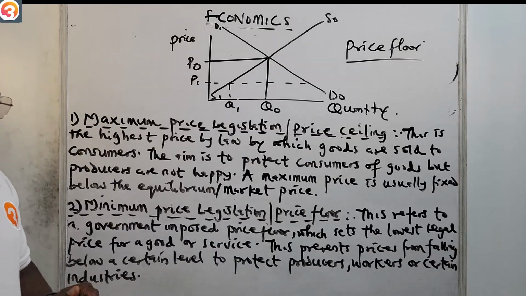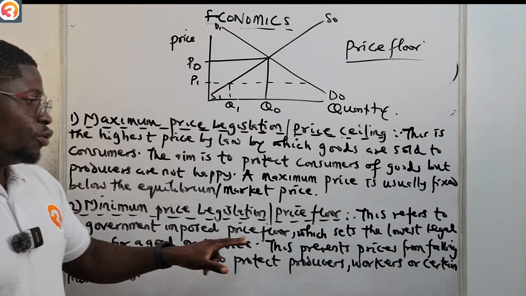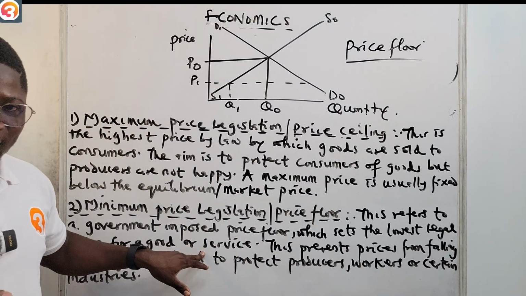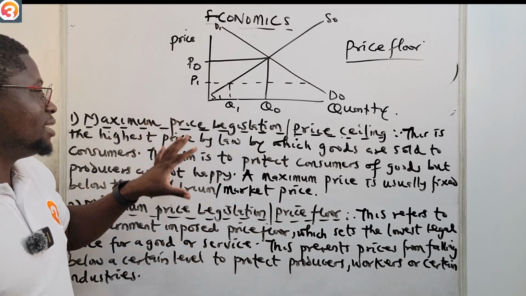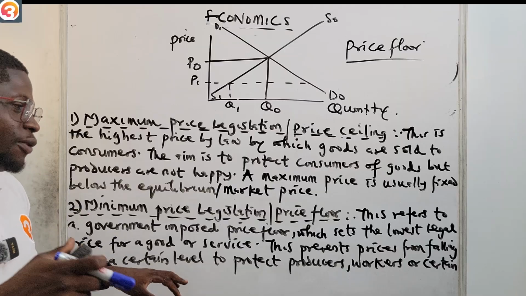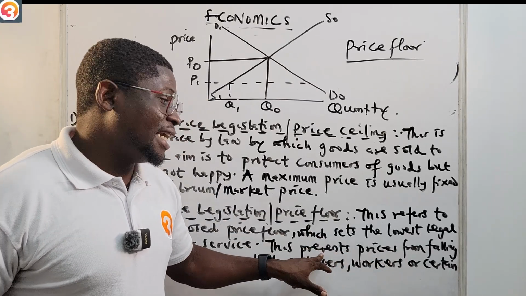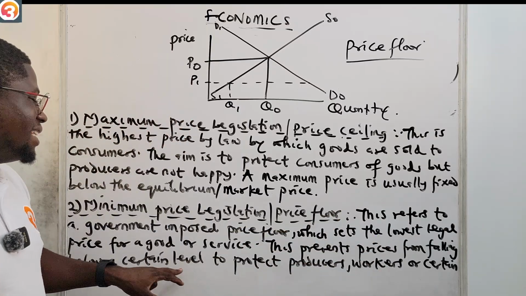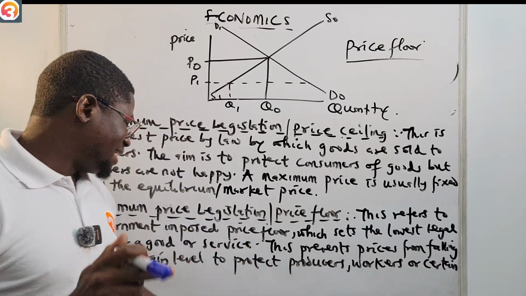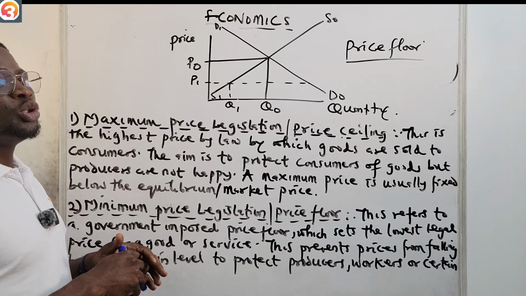Price floor. This refers to a government-imposed price floor, which sets the lowest legal price for a good or service. While the maximum sets the highest legal price, this one sets the lowest legal price. It prevents prices from falling below a certain level, to protect producers, workers, or certain industries. So this minimum price legislation is used to protect producers.